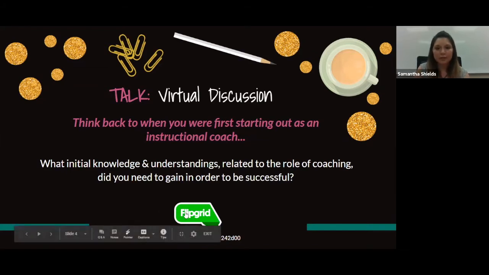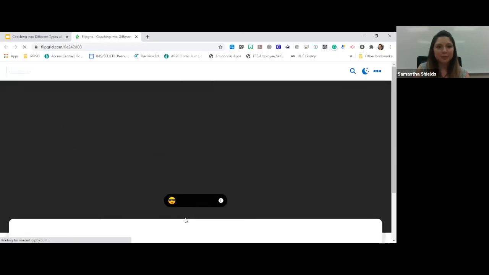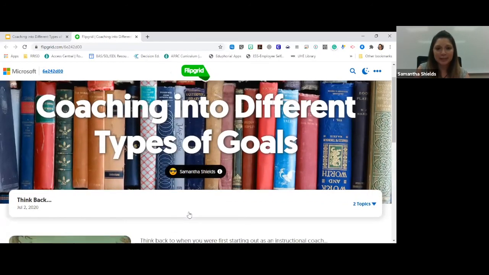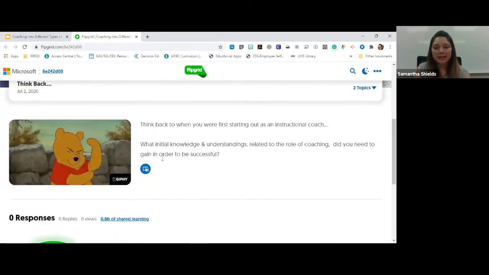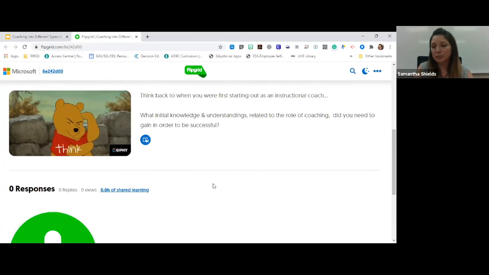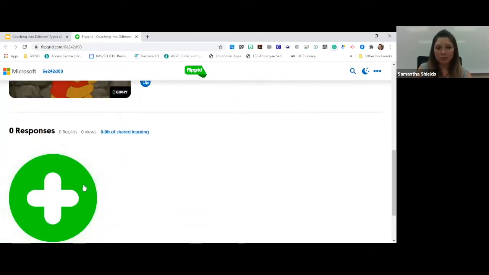Then you'll go to our Flipgrid, and this link is also in your participant handouts, coaching into different types of goals. Think back, like Pooh here. Again, you're going to answer the question of what initial knowledge and understandings related to the role of coaching you needed to gain in order to be successful. Then you can click this green button here and record your thoughts on what you needed to understand about the coaching role when you first started out. You can also reply to others. So at this time, pause your recording and please engage in our collaborative discussion.